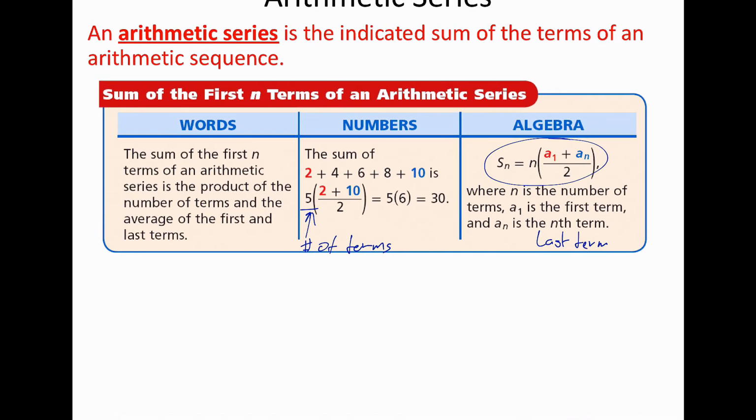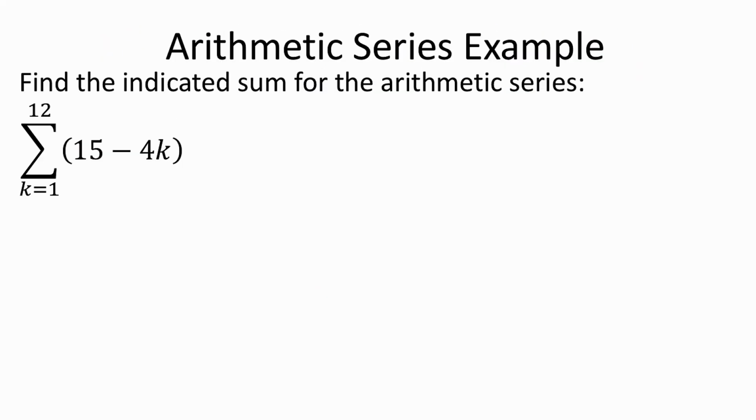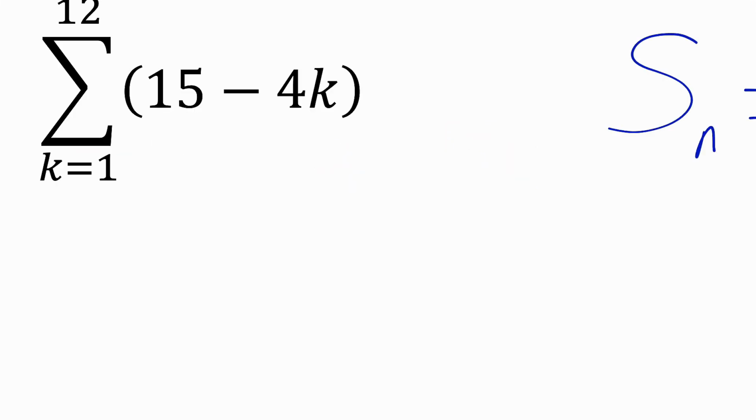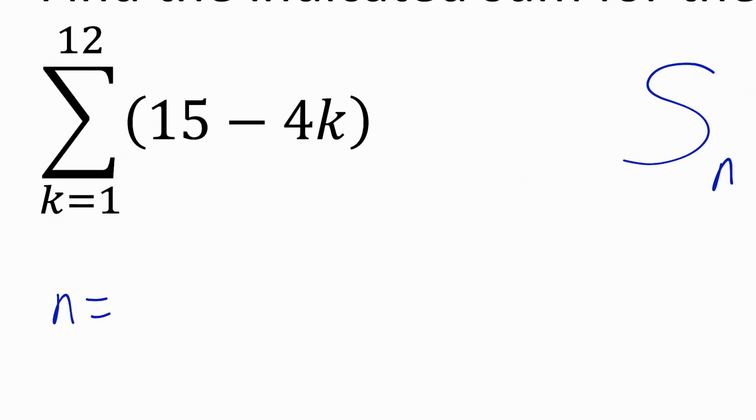Taking a look at a specific example, it says find the indicated sum for the arithmetic series, and I threw this summation notation back at you. That's okay. What we're looking for here, we've got S sub n equals n times a sub 1 plus a sub n, divided by 2. Let's see if we can translate this summation notation into this arithmetic series. So we've got k equals 1 up to k equals 12. That means we're adding up 12 total terms. So n is 12 terms.